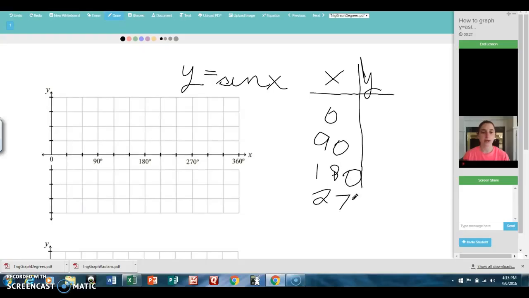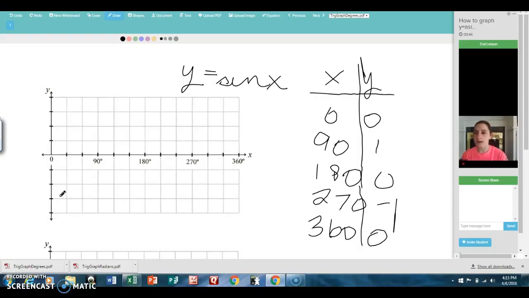So I'm putting on the big important angles from the unit circle. These are all the ones on the axes. So the sine of 0 is 0, the sine of 90 degrees is 1, the sine of 180 is 0, then -1, and then 0 again. So on the coordinate plane here, I'm just going to graph my points.